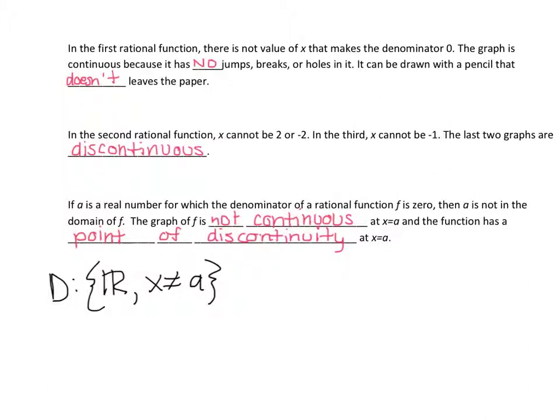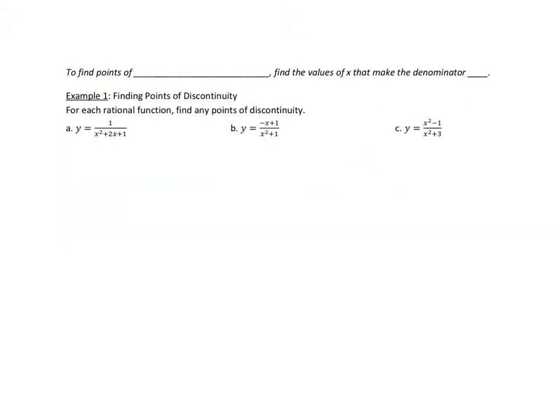All right. So those are points of discontinuity where the denominator, whatever makes the denominator equal 0. So that's what we're going to find. So to find points of discontinuity, we need to find the values of x that make the denominator equal 0. So let's do that.